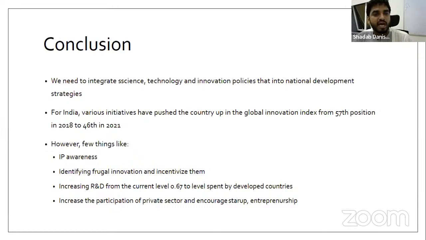However, a few things are still needed: IP awareness, identifying frugal innovation and incentivizing it, and increasing R&D from the current level of 0.67 to the level spent by developed countries. We also need to increase the participation of the private sector and encourage startup entrepreneurship. And as I suggested, in order to cater to frugal innovation, it requires incubation centers in rural areas. There has to be a pan-India plan developed in order to support frugal innovation.